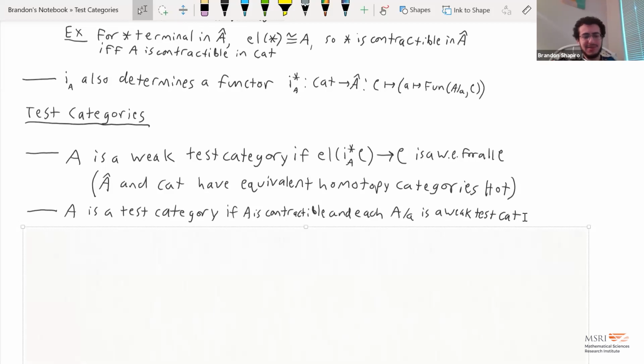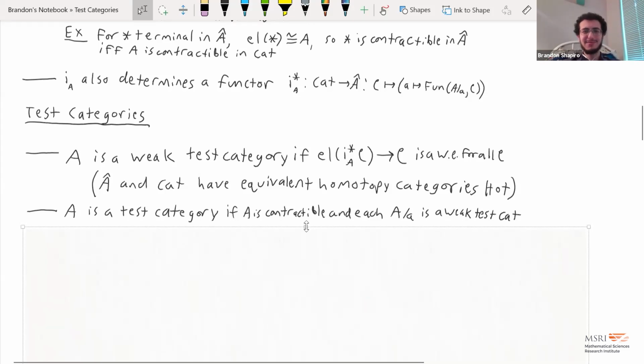I wasn't able to find a really nice description of what you get from being a test category compared to a weak test category, aside from that your functor from A hat to the homotopy category preserves the terminal object. But it's much easier to show that A is a test category, or at least there are tricks that if you satisfy that property, you are a test category, not just a weak test category. And we'll see one of them. And having this local property is also convenient.